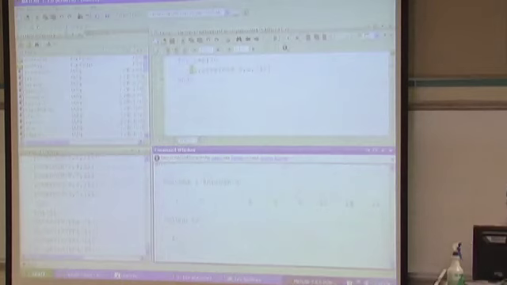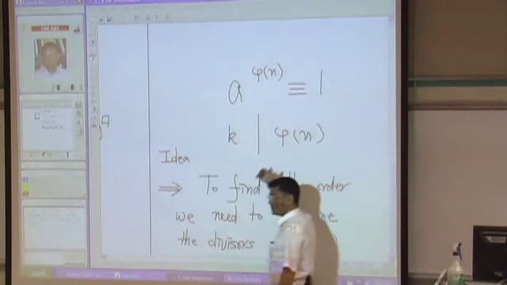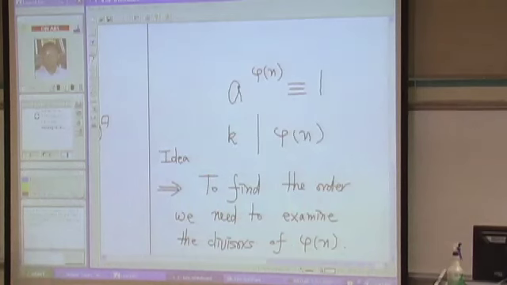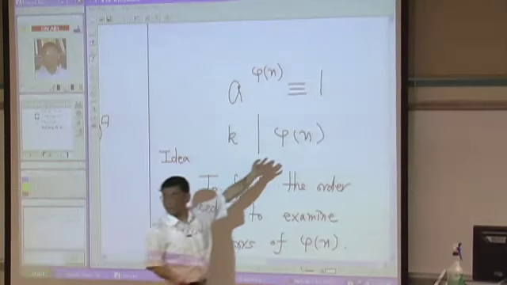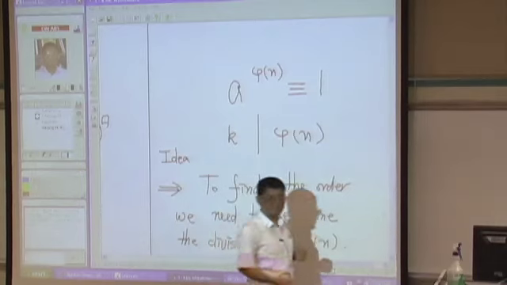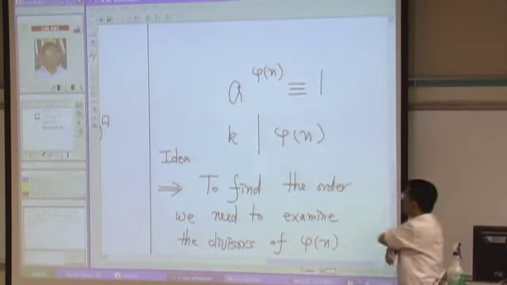So please browse the ideas and ask questions. This simple theorem gives us a clue about the method of finding the order. So when you are asked to find the order, all you need to do is find the divisors of phi of n. Not n, but phi of n. So I pause, and then you can check these things and ask questions.